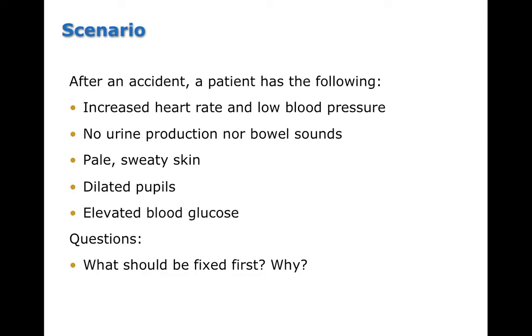stress response we just talked about, how your sympathetic nervous system can lead to an increase in heart rate. And through vasoconstriction, you can decrease urine output. And because your sympathetic nervous system inhibits your digestive organs, you also see a lack of bowel sounds. Pale, sweaty skin comes from the sympathetic vasoconstrictor response, as well as sympathetic activation of your sweat glands. Dilated pupils is also a sympathetic effect on your pupillary diameter. And elevated blood glucose occurs with the release of cortisol and the sympathetic response to that.